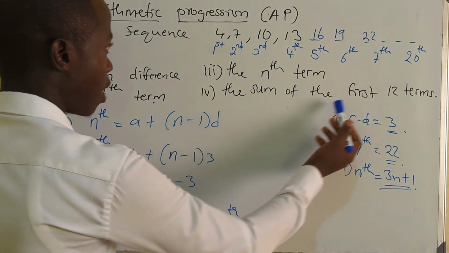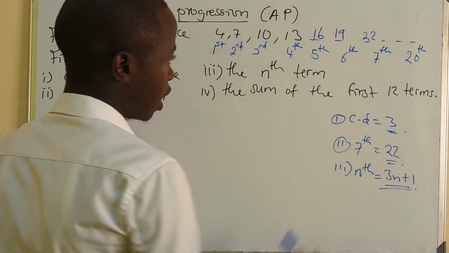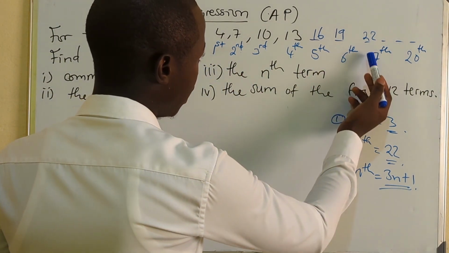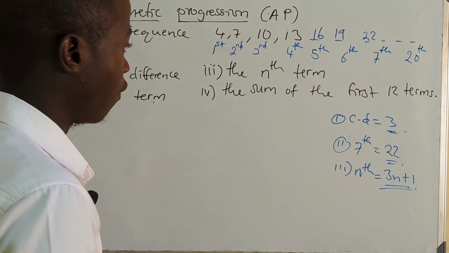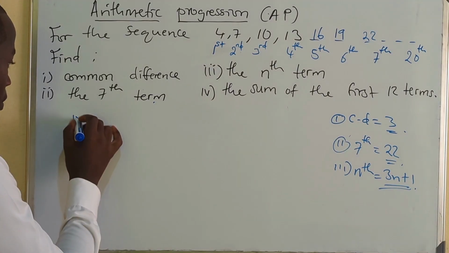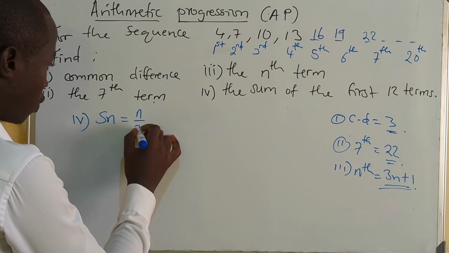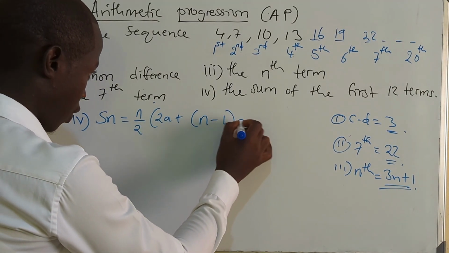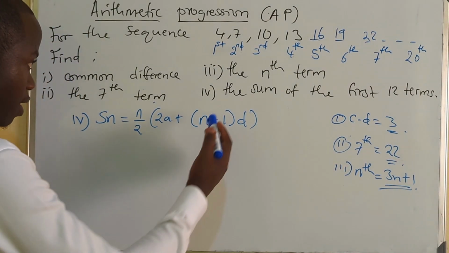Roman numeral 4, the sum of the first 12 terms. To find the sum of the first 12 terms, you can add all the 12 terms. Now here we have the terms up to 7. The easiest way, or the formula that we can apply to find the sum of the first 12 terms, is this formula here. The sum of numbers is equal to n over 2, open bracket 2a plus open bracket n minus 1 multiplied by d. So this is the formula that we apply when finding the sum of terms.